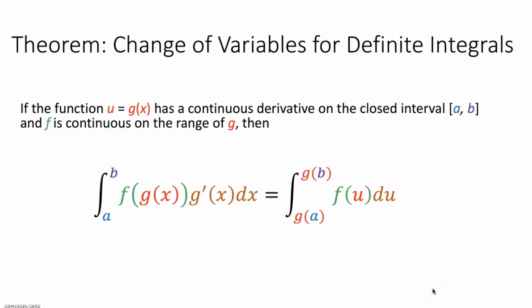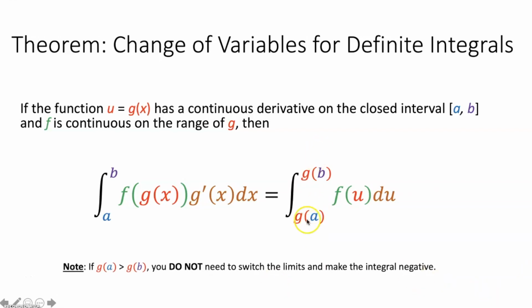Now, one thing I want you to note is that when we use U-Substitution and rewrite our limits of integration, sometimes the lower limit of integration becomes greater than the upper limit of integration. When this happens, you do not need to switch the limits of integration and put a negative sign out front like we usually do. U-Substitution is the only time you're allowed to have the lower limit of integration be greater than the upper limit of integration, and you'll still get the right answer.